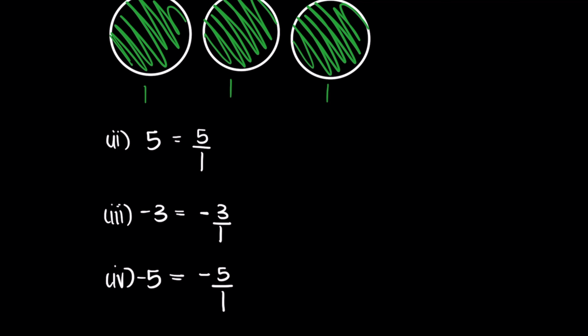So any integer can be written as a fraction by simply writing the number with a denominator of 1. And remember to keep their respective signs. And again, this all makes sense because any number divided by 1 gives the same number, which we mentioned in our previous lecture when we talked about the multiplicative identity.